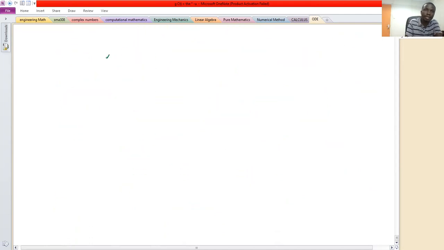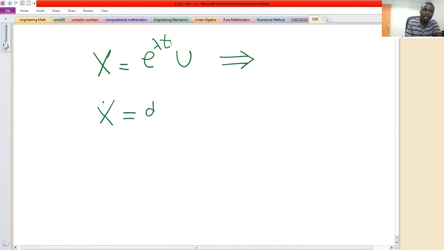So now, let's see. If we say that x is given by e raised power lambda t times u, then this implies that x dot, which is the same as dx/dt, by chain rule is lambda e raised power lambda t times u. Call this one 1.